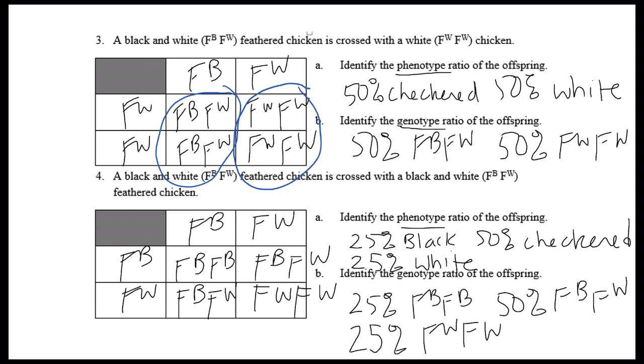Question 4, a black and white FB/FW feathered chicken is crossed with a black and white FB/FW chicken. So both parents are FB/FW genotype. So if we cross those, we end up with one FB/FB, 50%, which are these two right here, are FB/FW, and 25% are FW/FW. So phenotypically, we have 1 in 4 that's black, 50%, so 2 out of 4 are checkered, 25% are white.